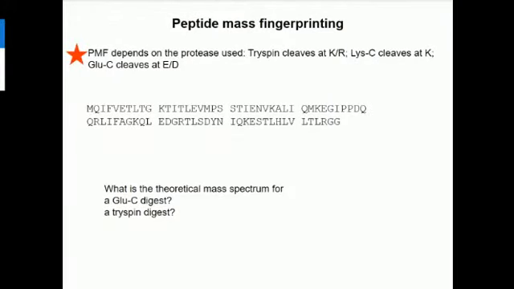Okay, so this is an important point. The peptide mass fingerprint is going to depend on the protease used. Trypsin, as we said, cleaves at lysine and arginine. You might be using LysC, which only cleaves at lysine, or GluC, which cleaves at aspartic acid and glutamic acid. So if you had this protein, what would the theoretical mass spectrum be for a GluC digest and a trypsin digest? I'll give you a minute to think about that.